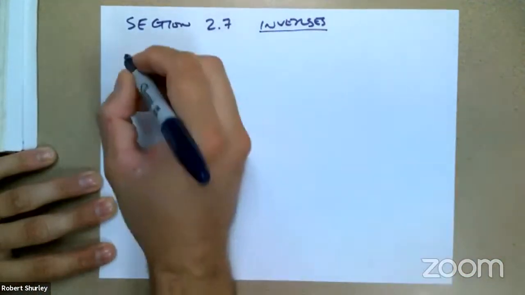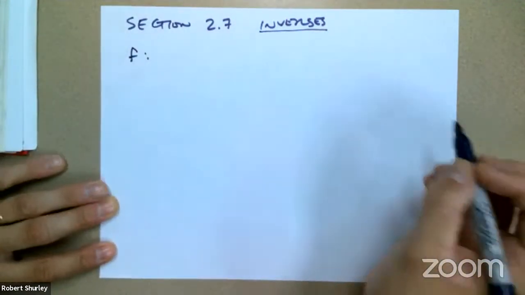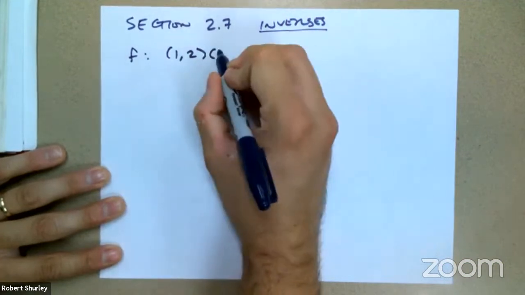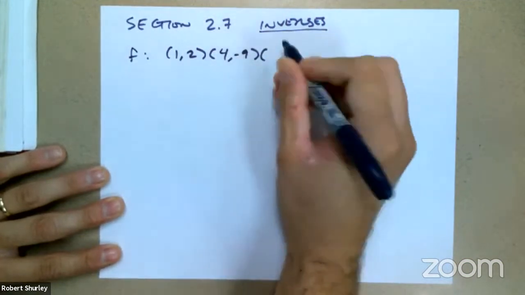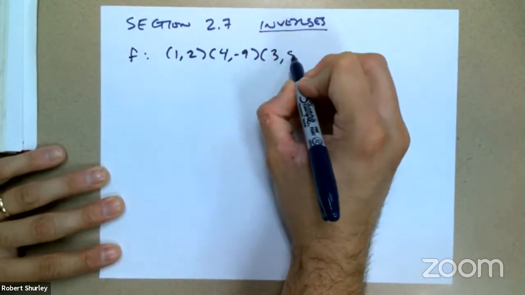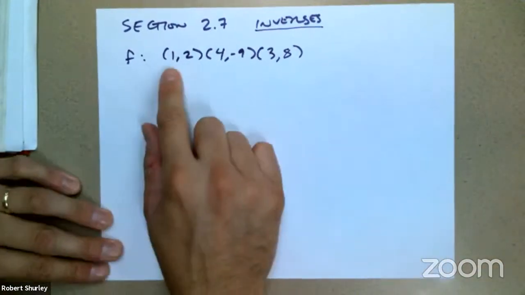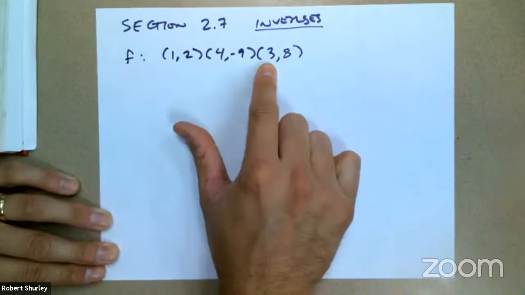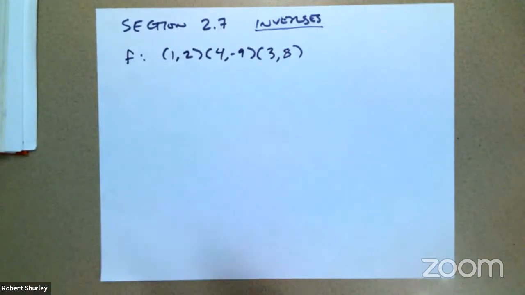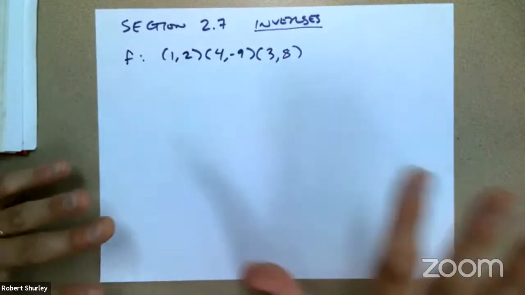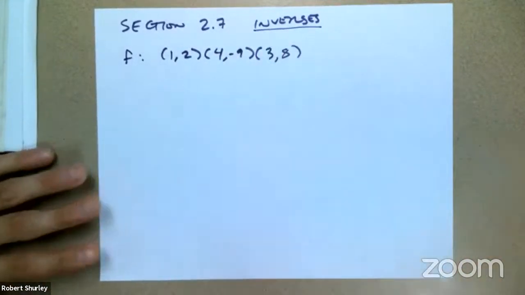So a very basic example, if we had some f function and it was just coordinates, let's say 1, 2, 4, -9, 3, 8. Okay. So we've got some function here. It's definitely a function, right? The x's don't repeat, 1, 4, and 3. I'll tell you, for an inverse, the y's can't repeat either. We'll define that here in a minute. But the y's don't repeat either.